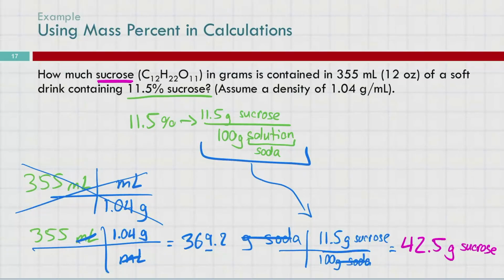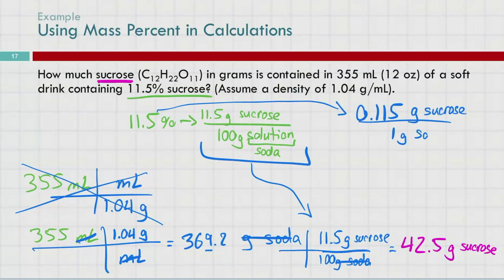The other thing that you could do is what I do. Turn that percent into a fraction, 0.115 grams sucrose over 1 gram solution or soda. It's the same as the 11.5 grams over 100 grams. We've just done the division already, so it's a little bit quicker. It's fewer things to put into your calculator. You can do either one. They're mathematically identical. You'll get the same answer both times.